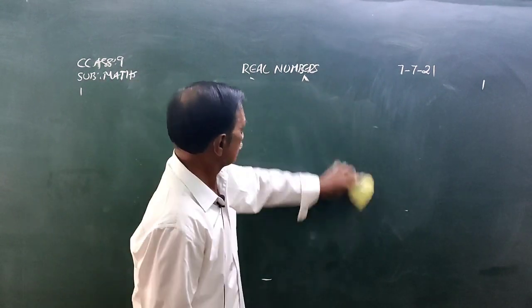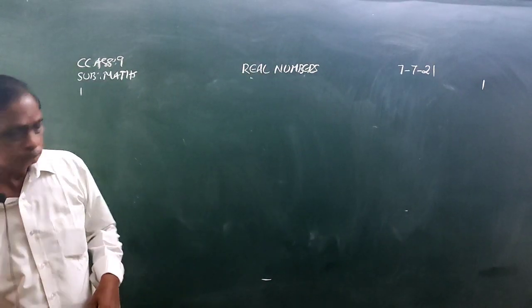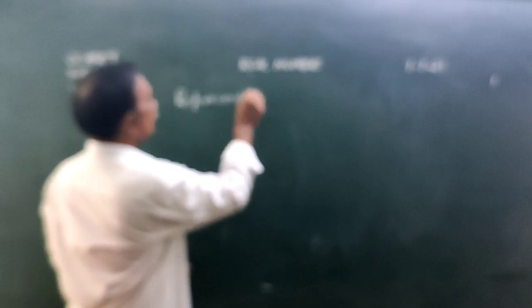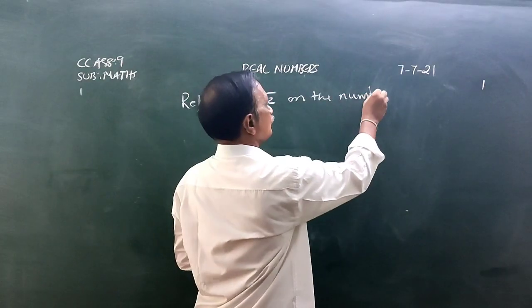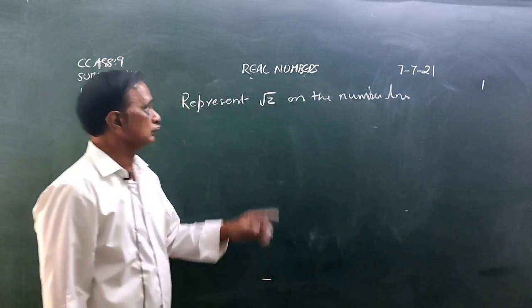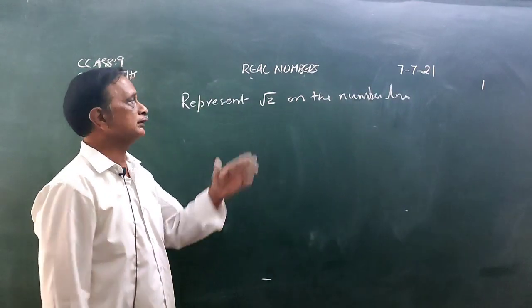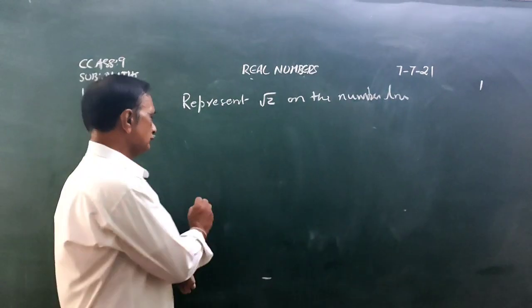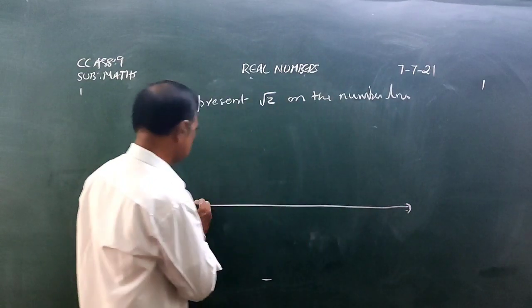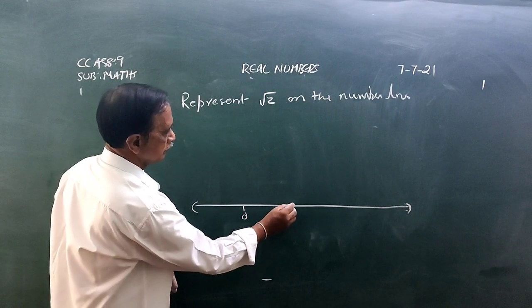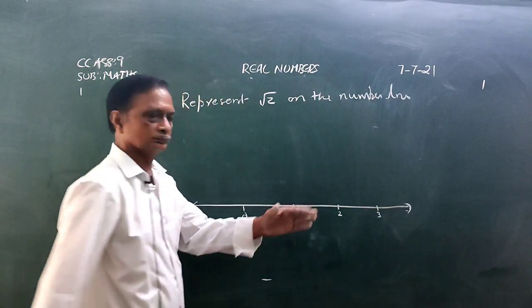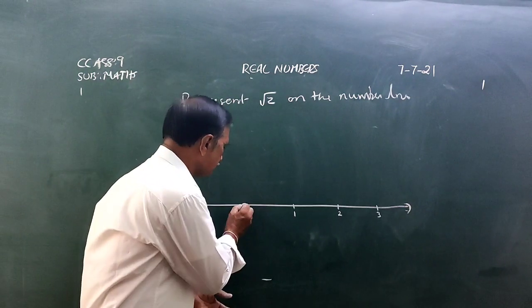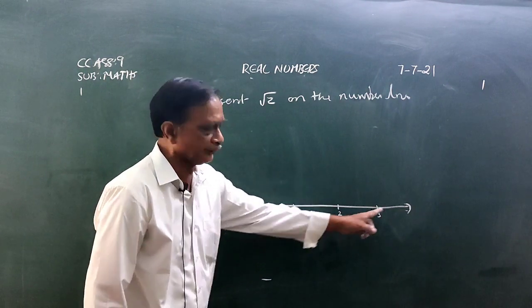Now, go to page number 11. Represent root 2 on the number line. So, what is the root 2 called? Irrational number. How do you represent root 2 on the number line? Now, I am going to show. Draw a number line, mark it as 0, 1, 2, 3 and so on, at equal distances.